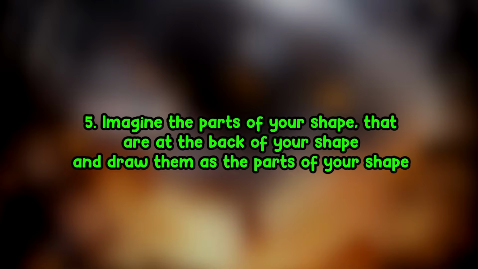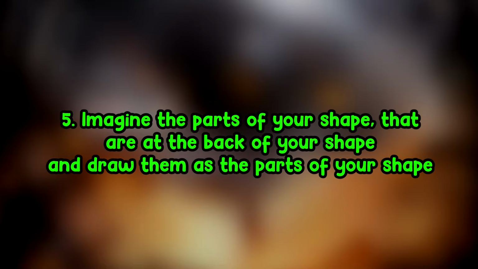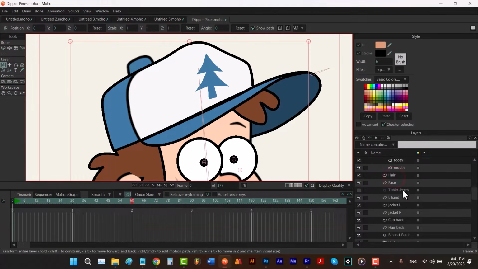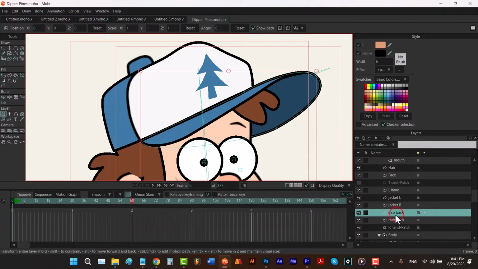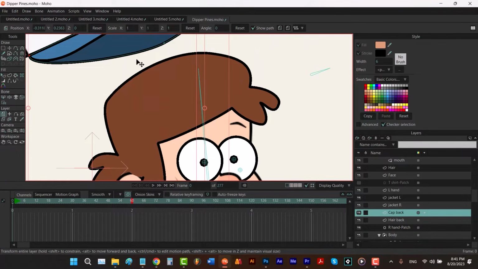And the last rule is, imagine the parts of your shape that are at the back of your shape and draw them as parts of your shape. Do not ignore it, because when you want to animate the front shapes, you need to have something at the back of them to show to your audience.